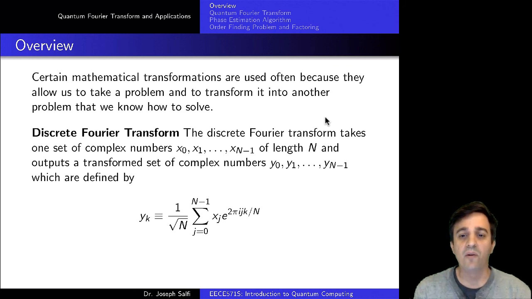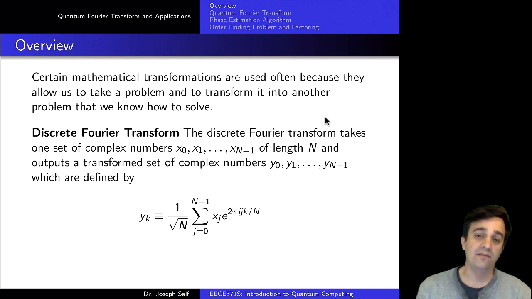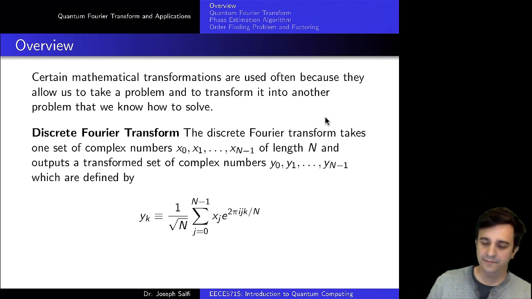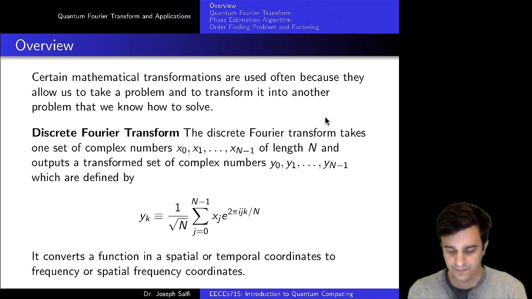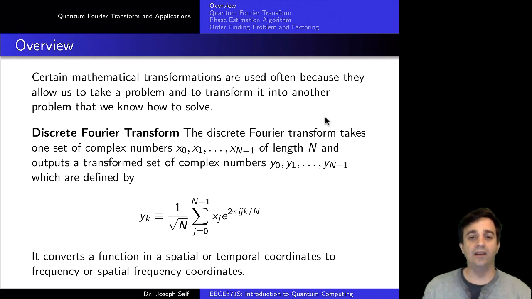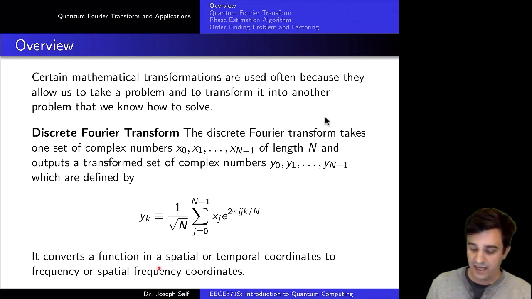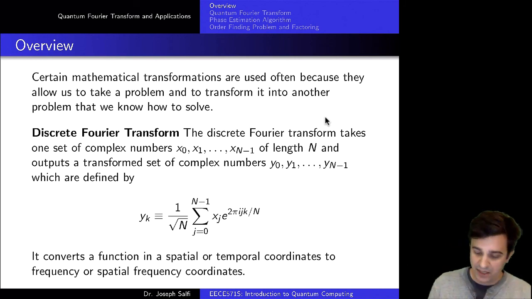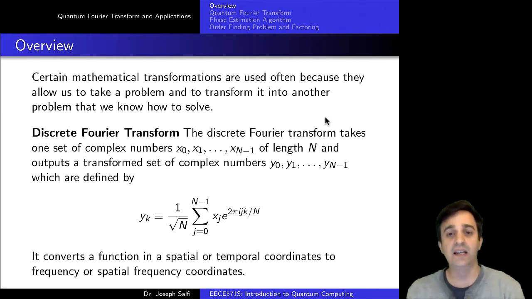So this should look, of course, very familiar. The discrete Fourier transform is a typical tool used for analysis of linear differential equations, for example. And of course, it is known to be the transformation that converts a function in spatial or temporal coordinates into spatial frequency or regular frequency coordinates.